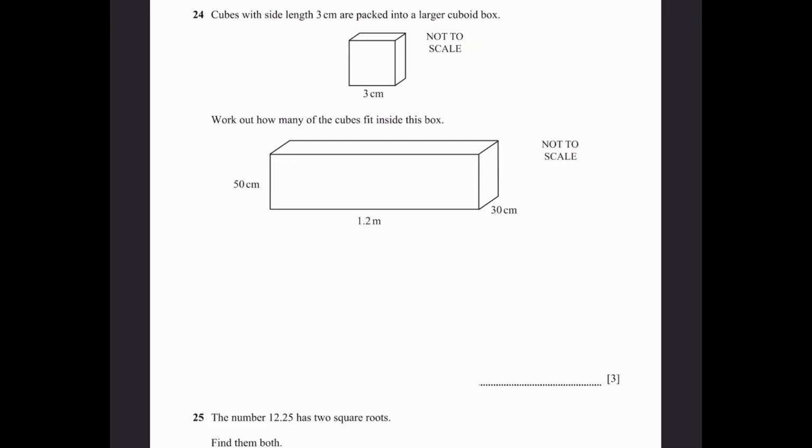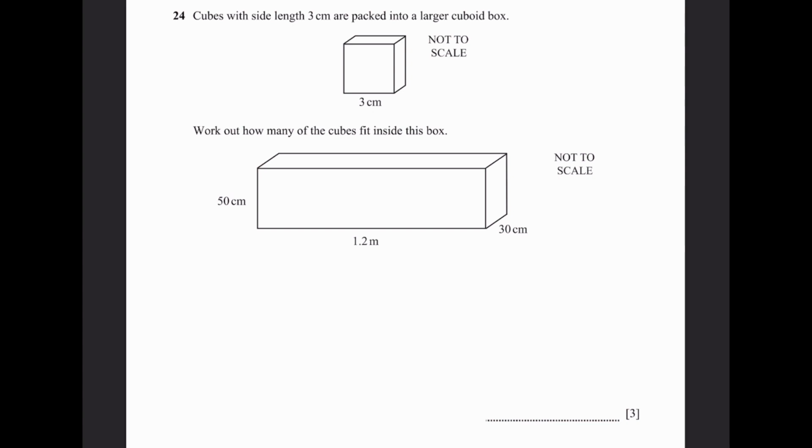Question 24. Cubes with side length 3 centimeters are packed into a larger cuboid box. Work out how many of the cubes fit inside this box. First thing we need to do is, we know that this is a cube and it has 3 centimeters length. That means its width and height will also be 3 centimeters. Now we can divide the height of this box by the height of this cube. Do the same thing for the length and the width.